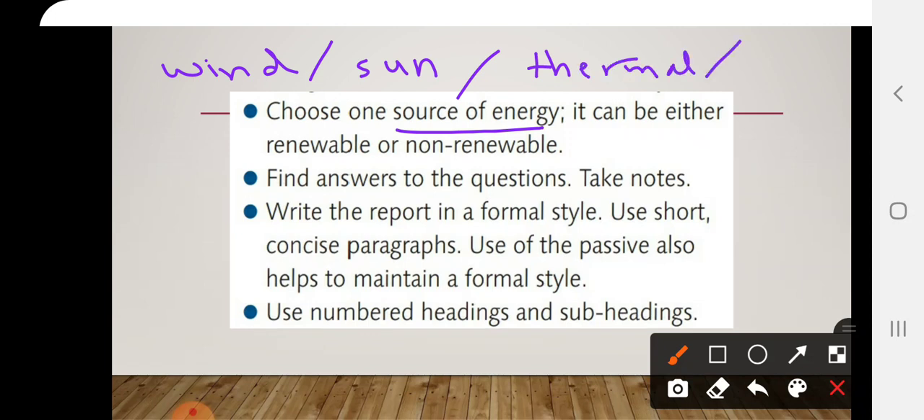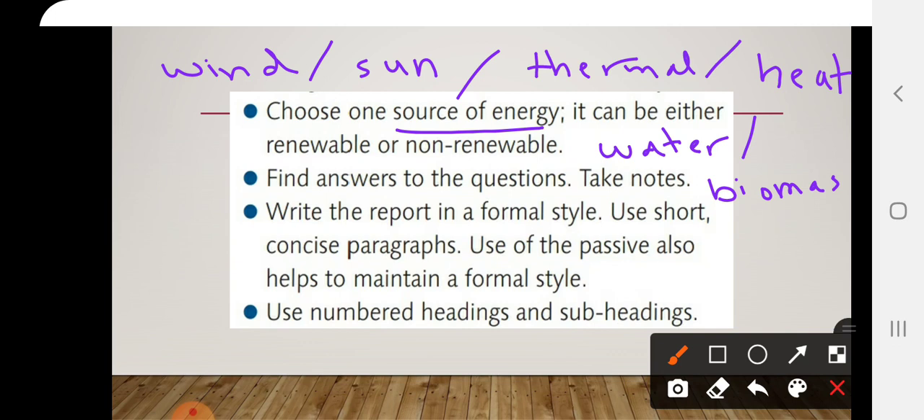Or you can, for example, use heat energy. What else? Water energy. Also, you have biomass, right? We have many types or kinds of sources of energy. You can talk about any of them. Now, find answers to the questions. I'll show you now some questions that you can take notes on and answer.